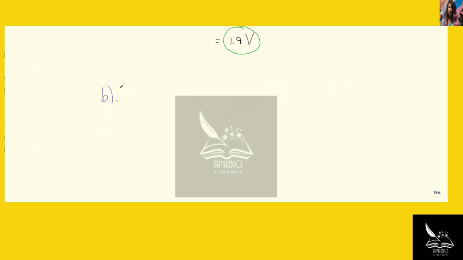The rate of energy dissipation, PD, is equal to the RMS current squared times R, which is 3.125 amperes squared times 2 times 0.6 ohms, which is 5.9 watts.